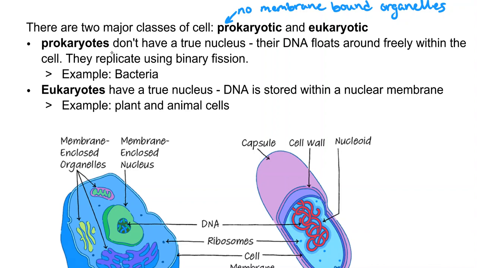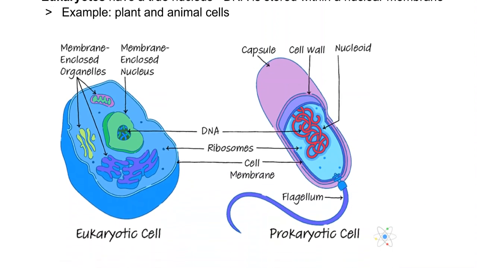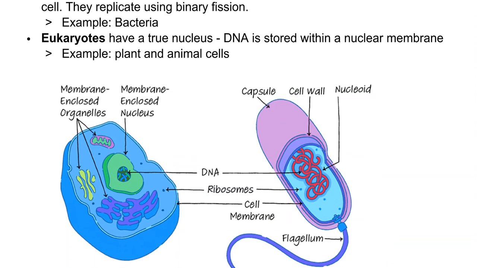So prokaryotes, that's a prokaryotic organism. Prokaryotes don't have a true nucleus. They don't have membrane-bound structures, so their DNA just floats around freely within the cell. They replicate using binary fission. An example of that is bacteria. Here we go, we've got a bacteria here, and the DNA is just freely floating around in something that we call a nucleoid. It's not bound by a membrane at all. It's not trapped by a membrane.